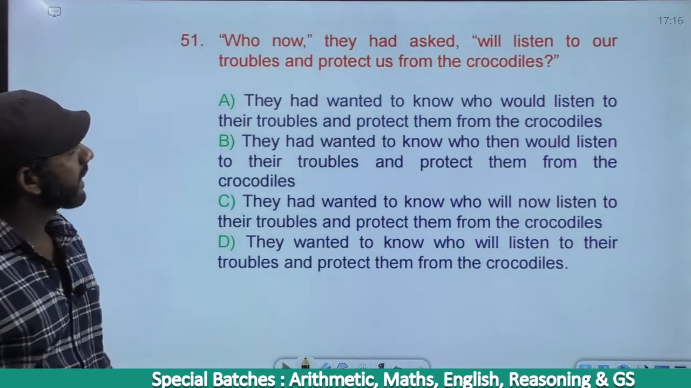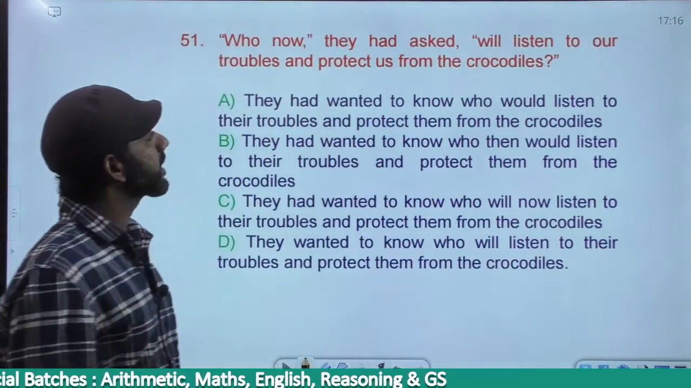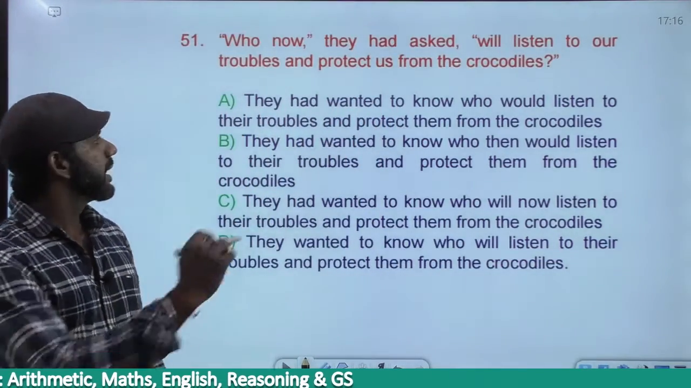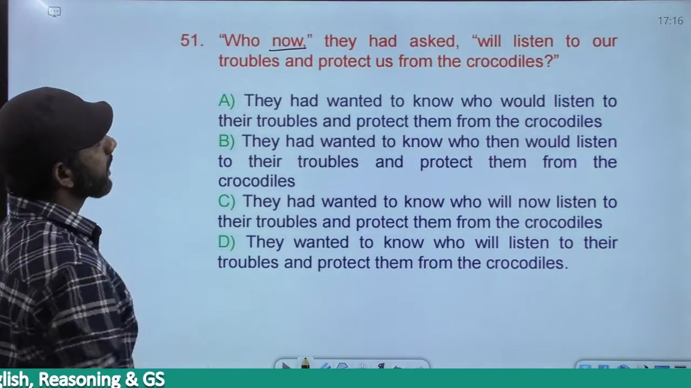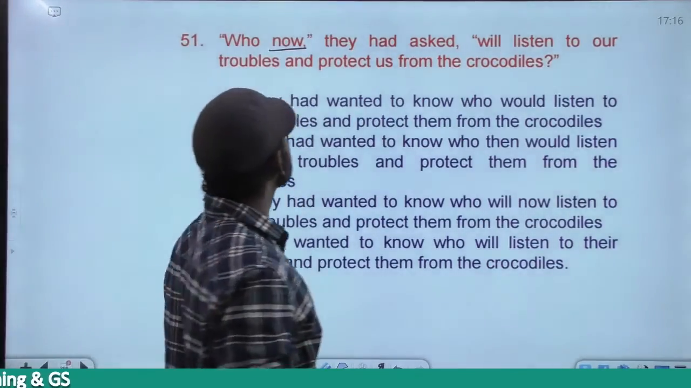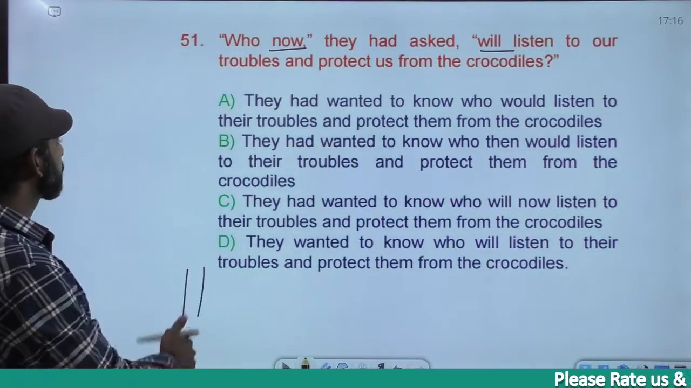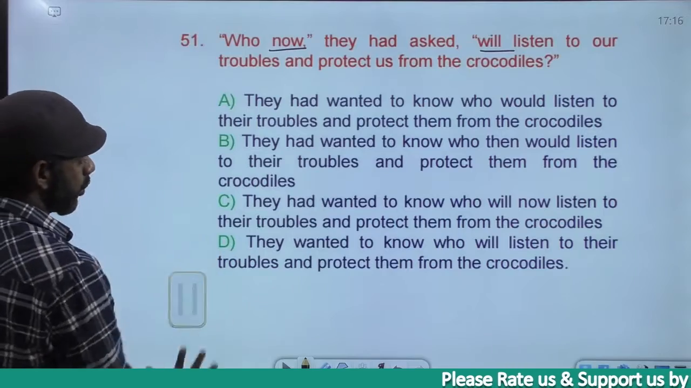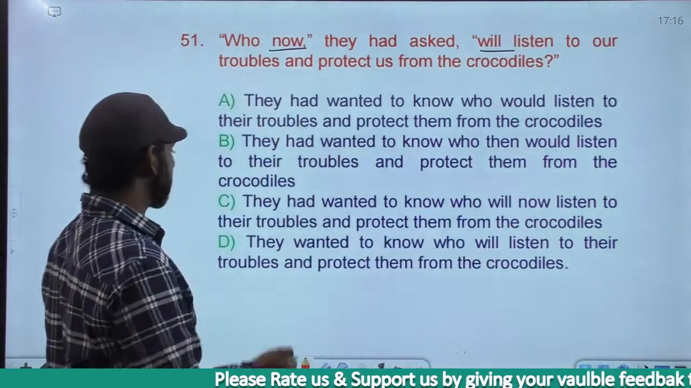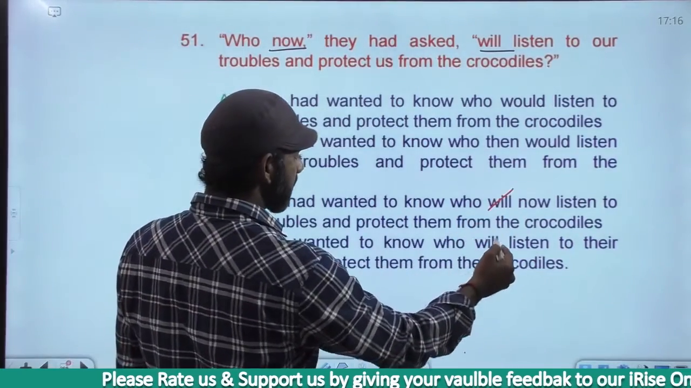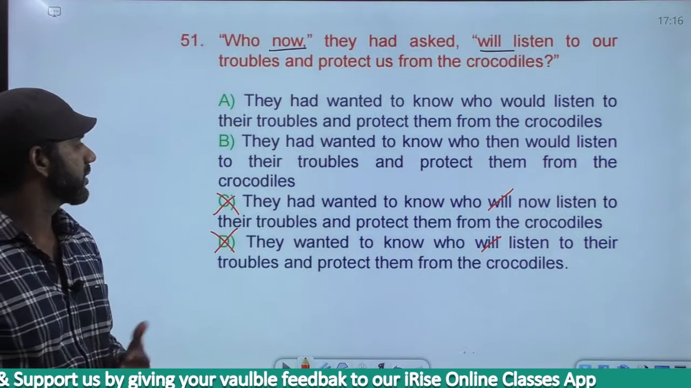Who now, they had asked, will listen to our troubles and protect us from the crocodiles. Who now changes to then. They had asked, will listen to our troubles, will becomes would. Now changes to then, will changes to would. Based on that, option C and option D are eliminated because C and D say will.